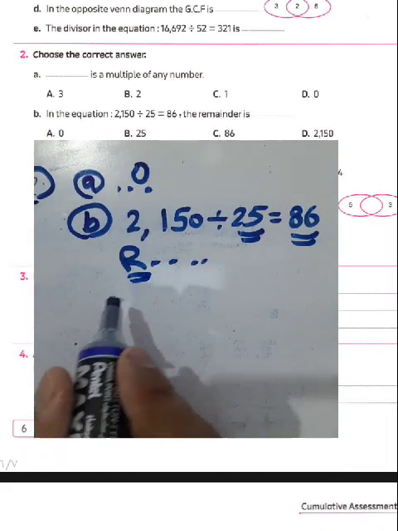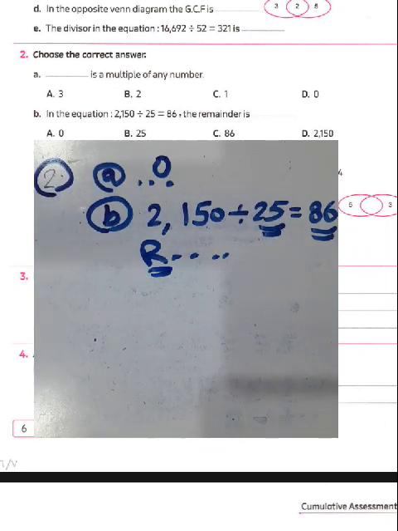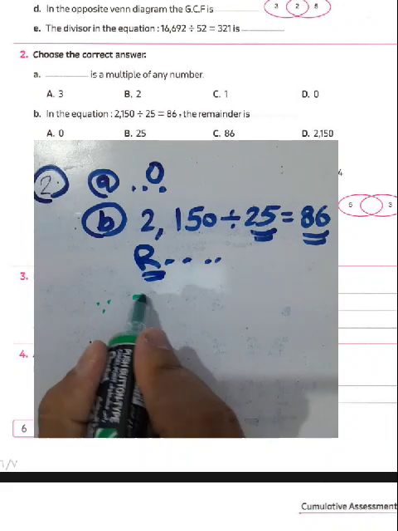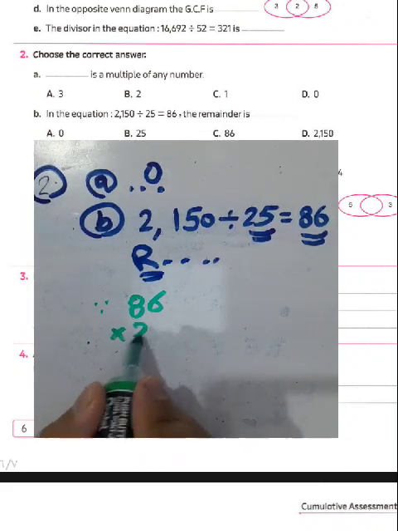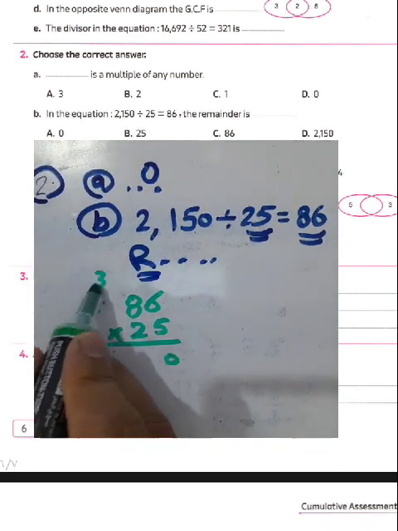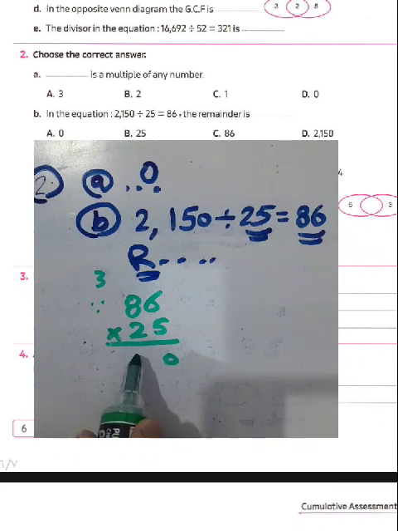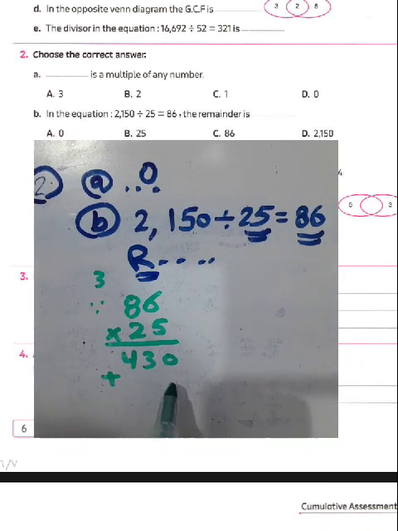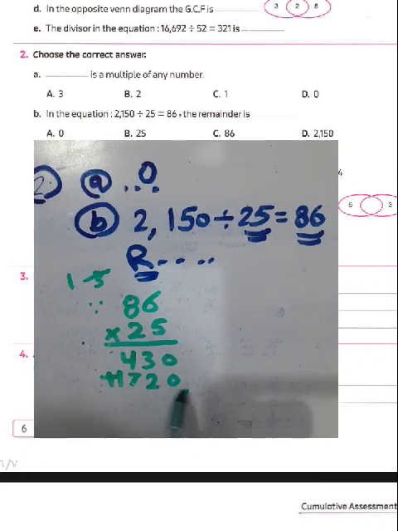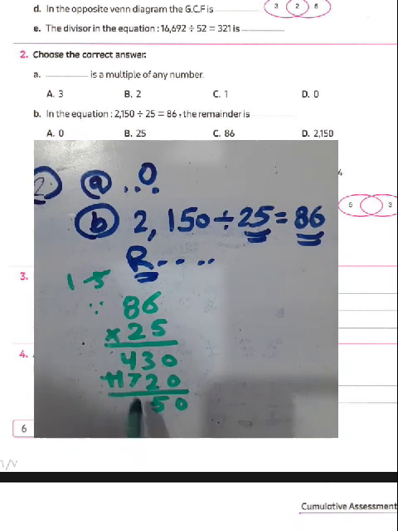First step to solve this example, multiply 86 by 25. 5 times 6 equals 30, write 0 and carry 3. 5 times 8 equals 40, 40 plus 3 equals 43. Then 2 times 6 equals 12, write 2 and carry 1. 2 times 8 equals 16 plus 1 equals 17. Then add them. 0 plus 0 equals 0, 3 plus 2 equals 5, 7 plus 4 equals 11, write 1 and carry 1, 1 plus 1 equals 2. The result will be 2150.